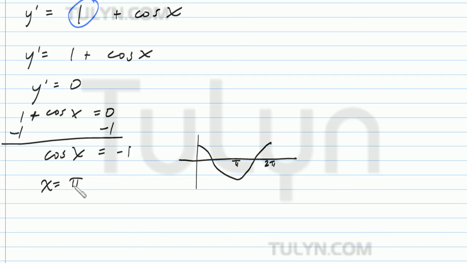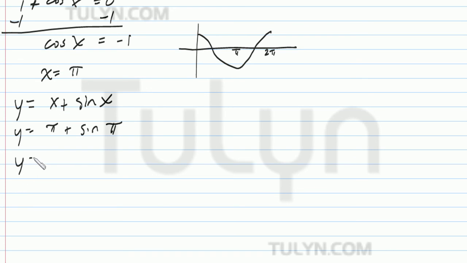And now we have to plug pi back into the original equation, so we can get y. So y equals x plus sine of x. So y equals pi plus sine of pi. And let's figure out what that is. Y equals pi plus sine of pi, which is 0, so y equals pi.